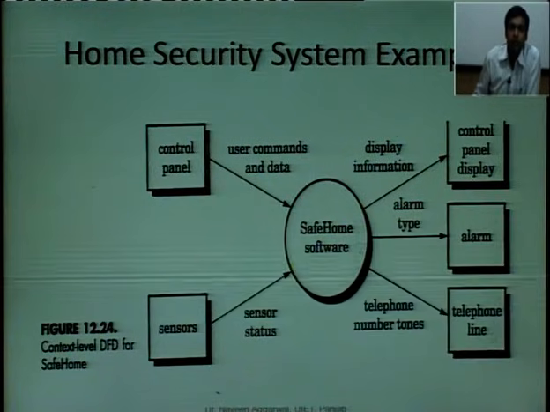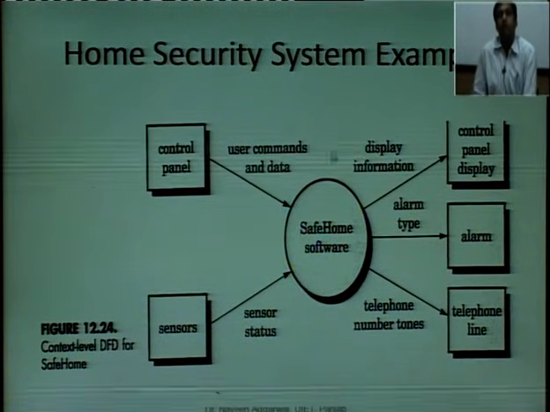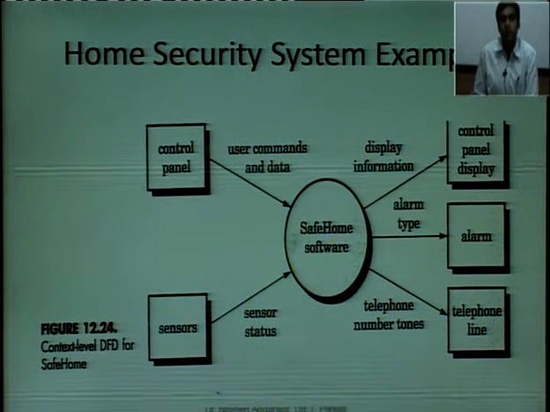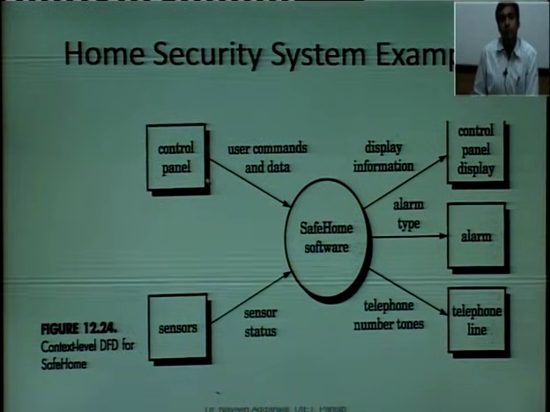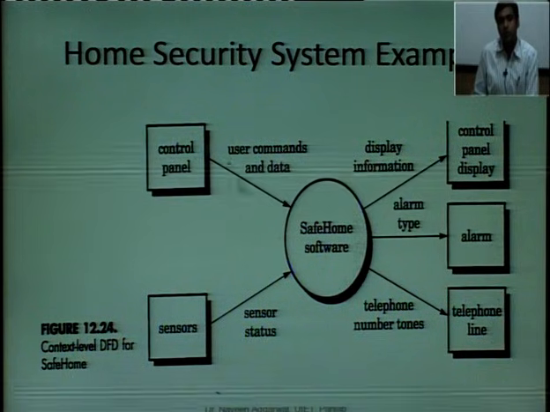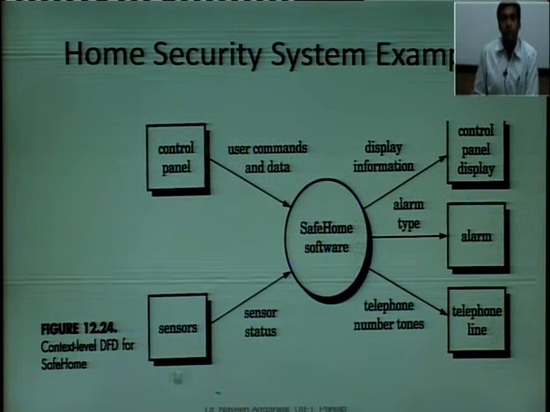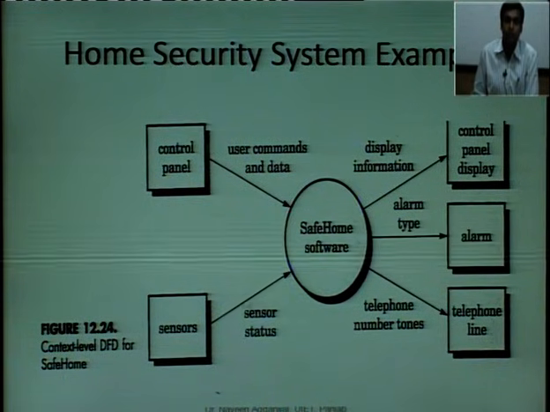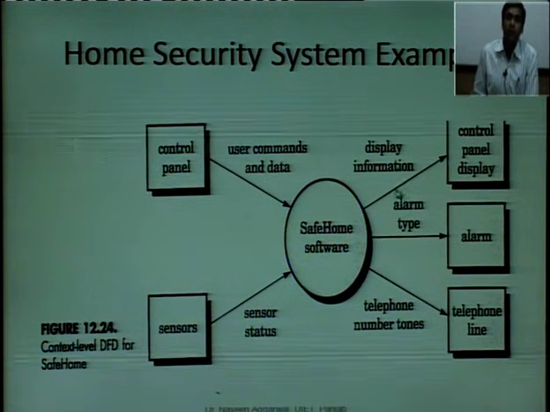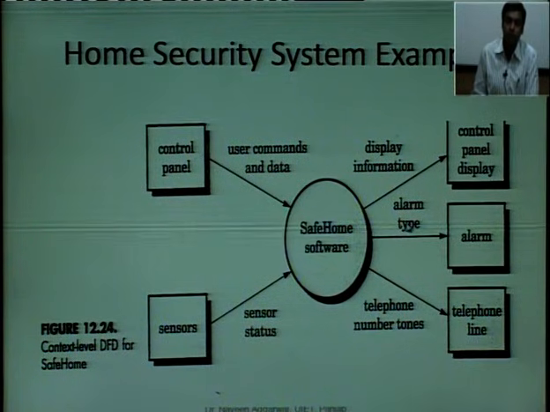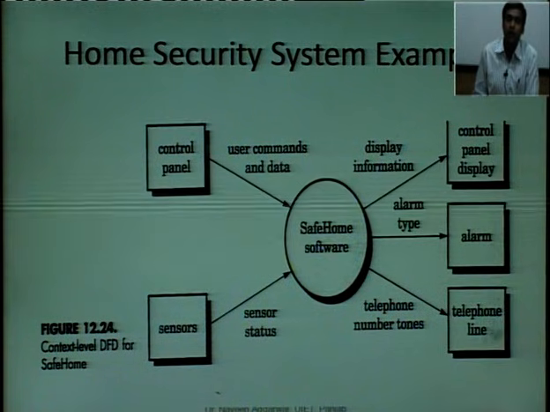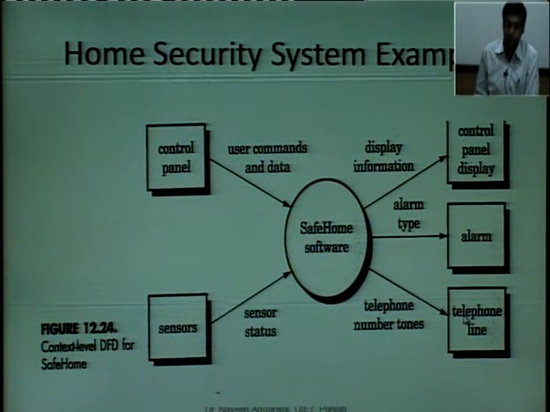For example, let's say we want to develop a software which tracks the safety of a particular house. So it has one control panel from where the user command is coming, some sensors like temperature or heat sensors from where the information is coming, and it is displaying output on the control panel. It is raising an alarm or it may call a telephone line. So these are the three outputs.